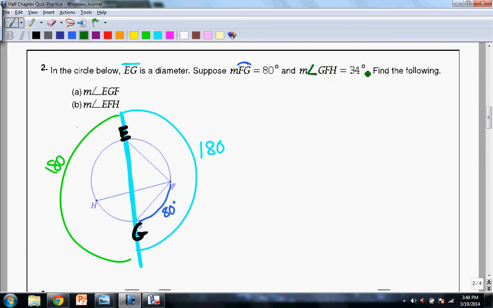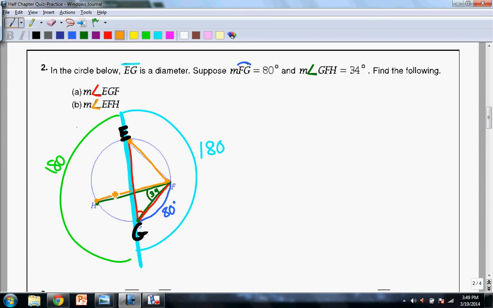And we're told that the angle GFH is 34. So we go G, F, H, that is 34. Now it tells you to find two specific things, and it tells you to find angle EGF. So you trace E, G, F. So it wants you to find this red angle, and then we want to find angle EFH. E, from here, go to F, go to H.